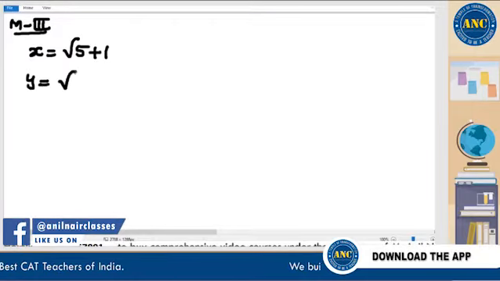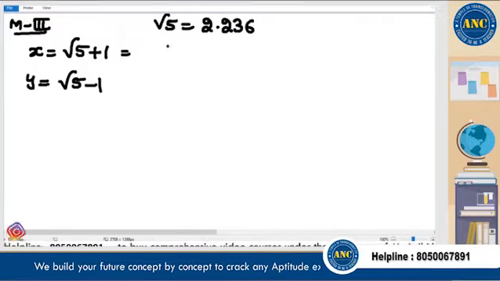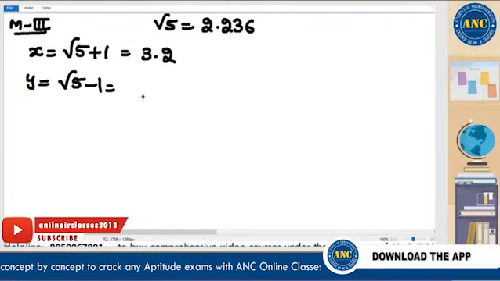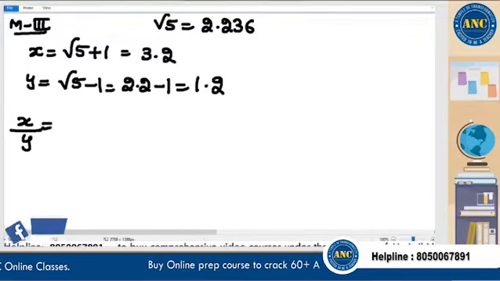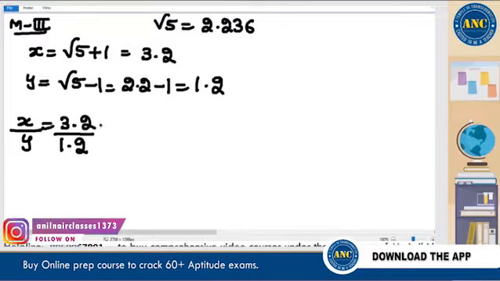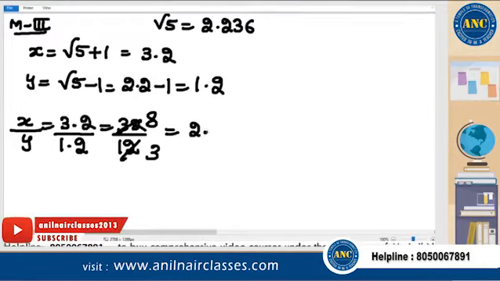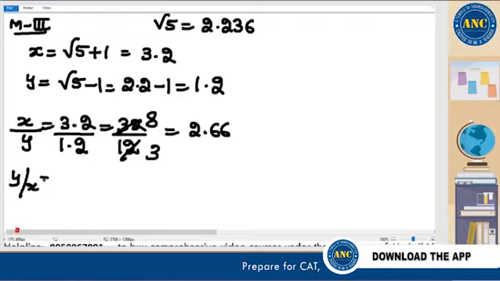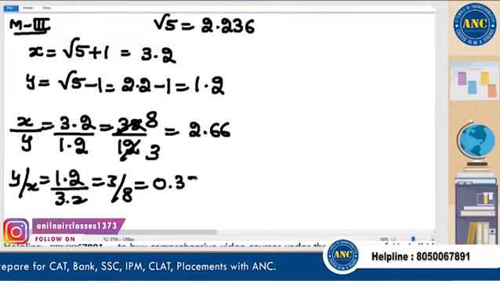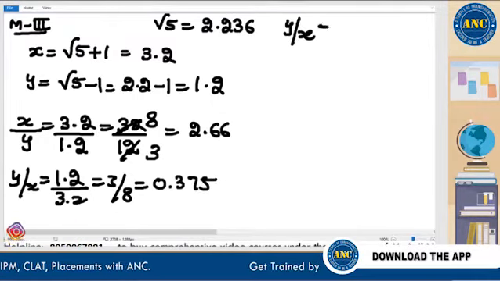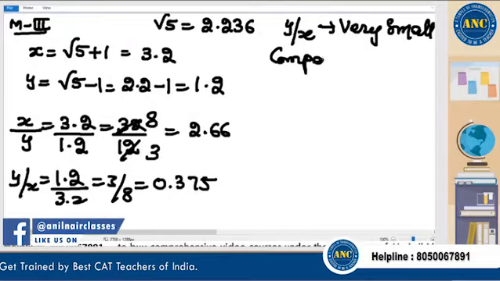x is root 5 plus 1. y is nothing but root 5 minus 1. Root 5 is nothing but 2.236. So let us take 2.2. It is nothing but 3.2. It is 2.2 minus 1, it is 1.2. So if I take x by y, which is nothing but 3.2 by 1.2, which is 32 by 12, 4 8s are 32, 4 3s are 12. So it is nothing but 2.66. y by x is nothing but 1.2 by 3.2, which is nothing but 3 by 8, it is 0.375. y by x is very small compared to x by y.